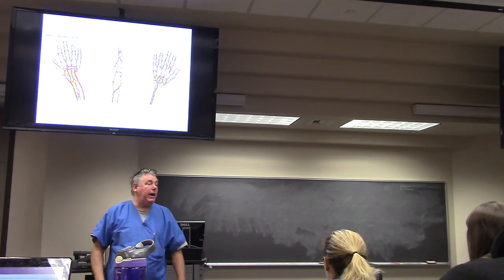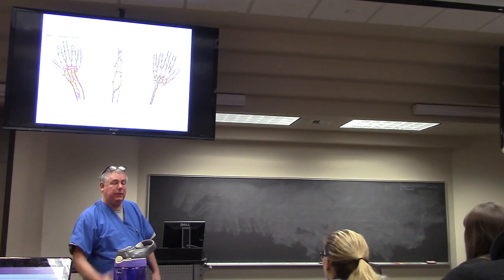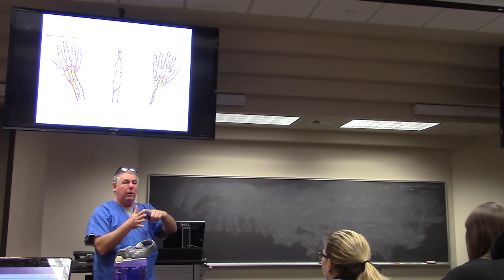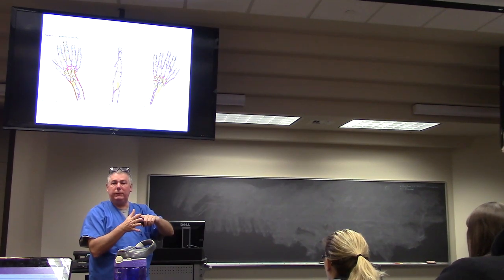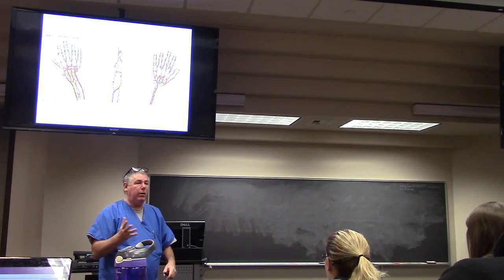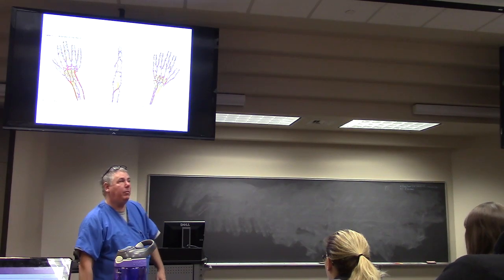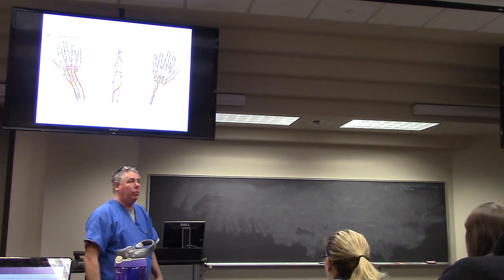And if you actually look at them, each digit has 4 arteries running down it. From the dorsal surface and the ventral surface, the palmar surface, there are 4 arteries that run down there. 2 of them are much larger than the other 2. The ventral ones are much larger.